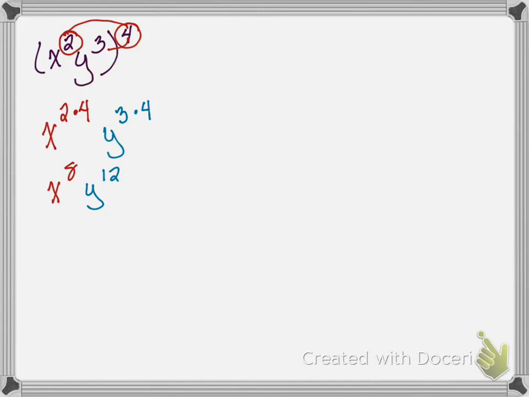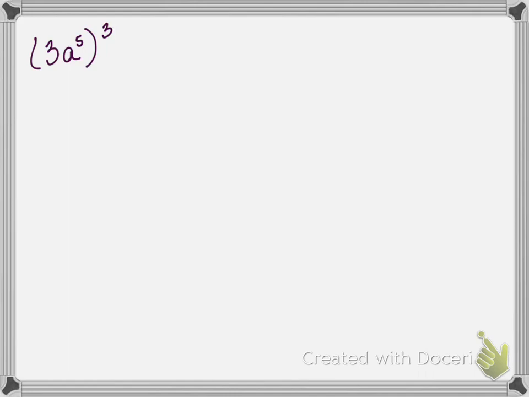Here's the next one. 3a to the 5th is being raised to the 3rd power. This is when students forget about that number. You've got to raise that number to the 3rd power. And that 3 has a 1 right there. So that is 3 to the 1 times 3. Then we have a to the 5 times 3. 3 to the 3rd power is not terrible. What's 3 times 3, times 3 more? 27. So 3 to the 3rd power is 27. And then I have a to the 15th.